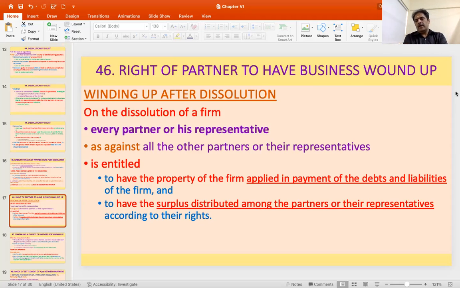So you have dissolved the firm. Once that is done, then it has to be distributed. Sometimes it is almost like a partition, paying it by metes and bounds. Something like that is referred to. You are splitting open the whole property, and then you are paying up whatever dues and liabilities are supposed to be paid. They are cleared, and whatever is remaining will be distributed among the partners or their representatives according to the rights, according to the terms that are set in the partnership deed.